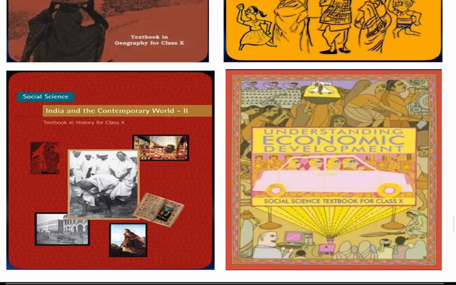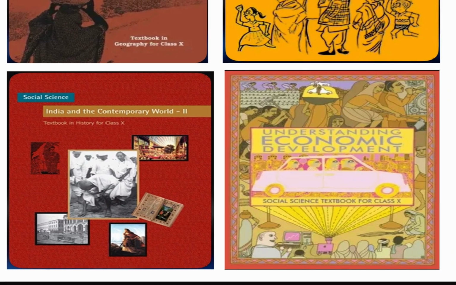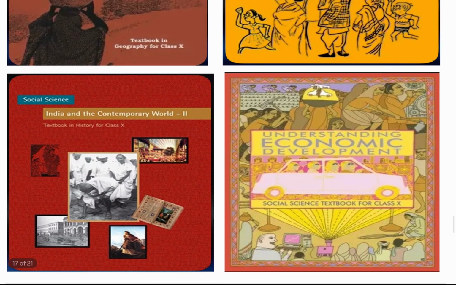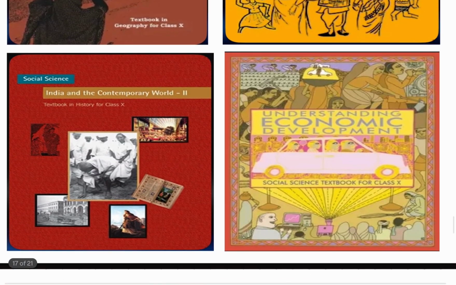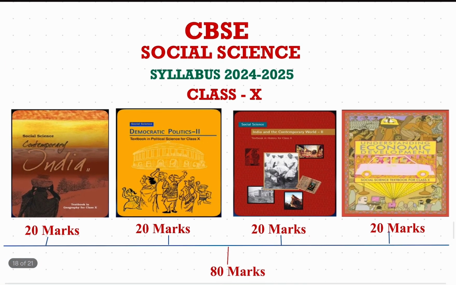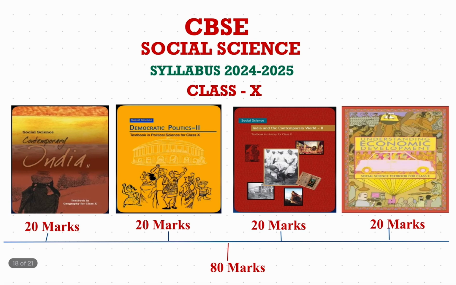This subject of economics gets introduced in the ninth class. In continuation to this, we have again Understanding Economic Development. That is the textbook for economics. Let us also see what the weightage is for the board examination.